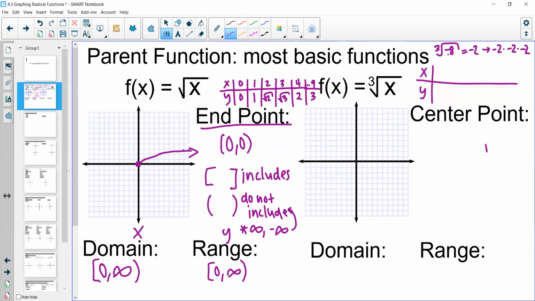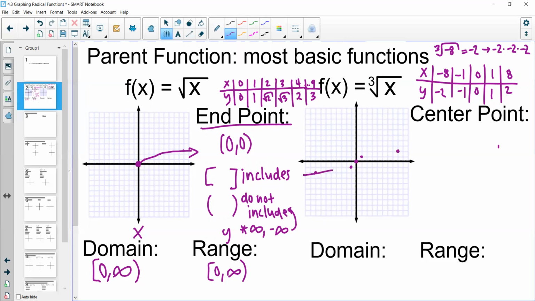So we want to talk about some numbers to plug in here. Now, I'm going to plug in some pretty numbers just so that our function turns out looking good, but you could plug in any number. I'm going to plug in -8, which gives me -2; -1, which gives me -1; 0, which will give me 0; 1, which gives us 1; and 8, which gives us 2. So as we graph this, we end up seeing that we have -8, -2; -1, -1; 0, 0; 1, 1; and 8, 2.